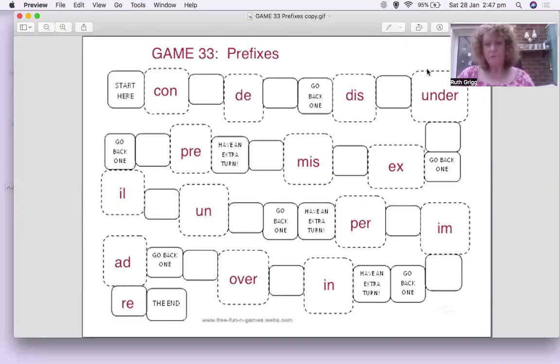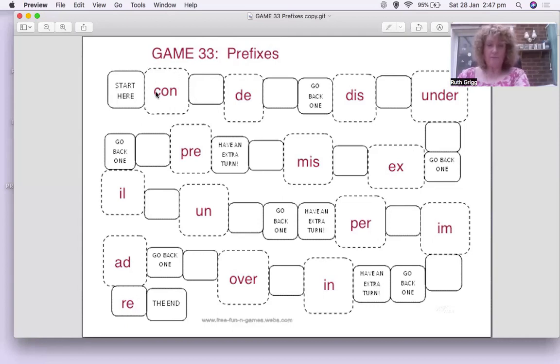So this is a board game you can play. You can download it and print it out. Now again, it is quite important to understand what these mean: con, de, dis, under, ex, miss, pre. I'll try and get a list together for you for what these words mean. And what you need to do is find a partner, start here.